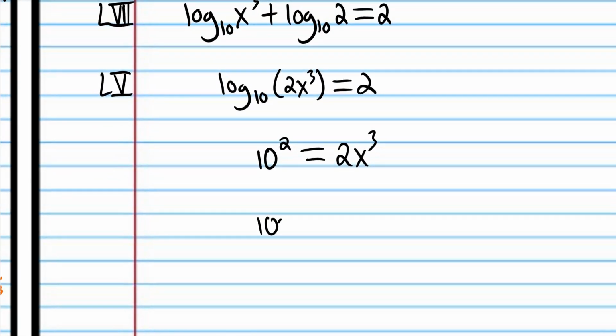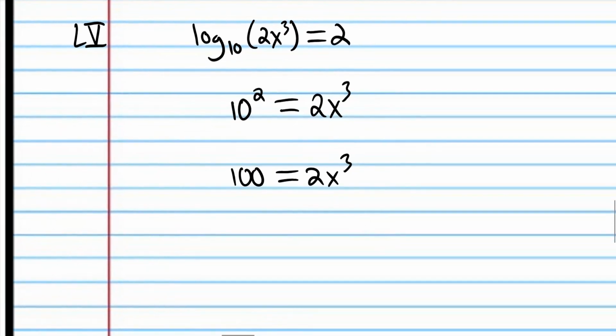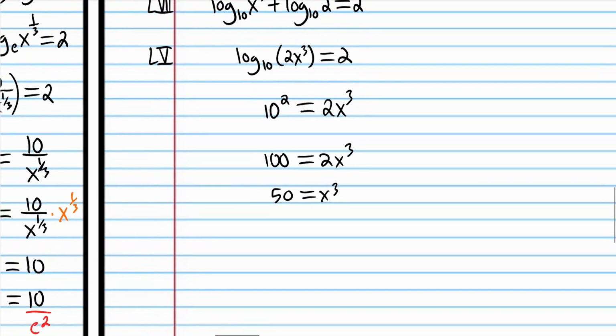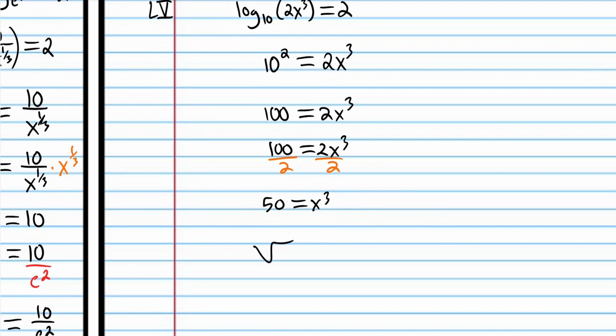Okay, 10 to the second power is 100. Then we're going to divide both sides by 2. And maybe I should show that division. So dividing both sides by 2. And then we're just going to cube root both sides. So we have cube root 50 is equal to x.